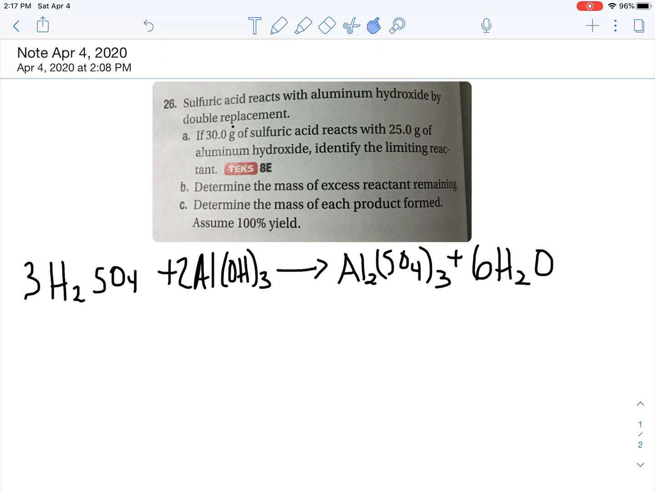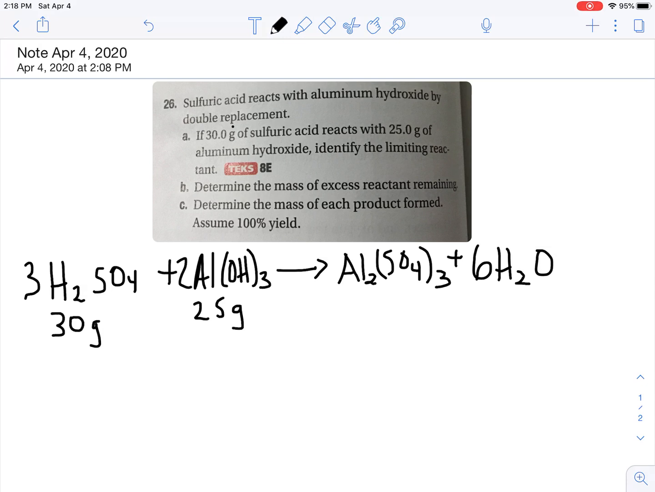I know you guys are having trouble with limited reactants, so I wanted to do one more problem to help you out. I got this one from the chapter review. Sulfuric acid reacts with aluminum hydroxide by a double replacement reaction. If 30 grams of sulfuric acid reacts with 25 grams of aluminum hydroxide, identify the limiting reactant. So basically what they're telling us is that we have 30 grams of this one and 25 grams of our other reactant. Reactant 1, reactant 2: sulfuric acid has 30, aluminum hydroxide has 25.